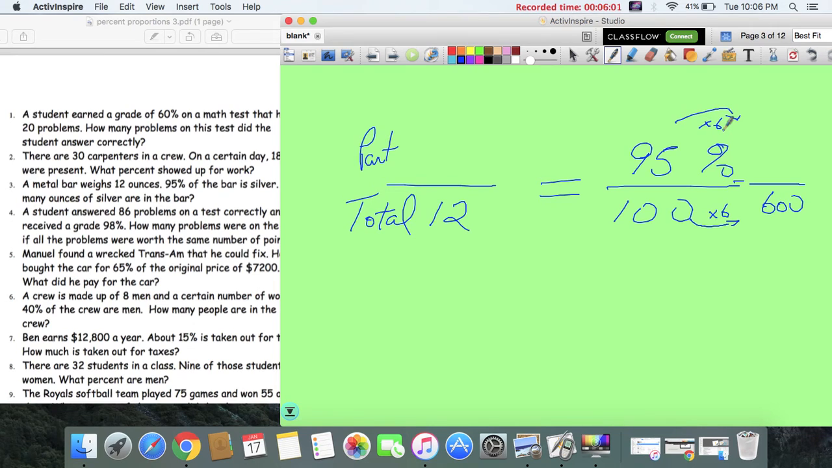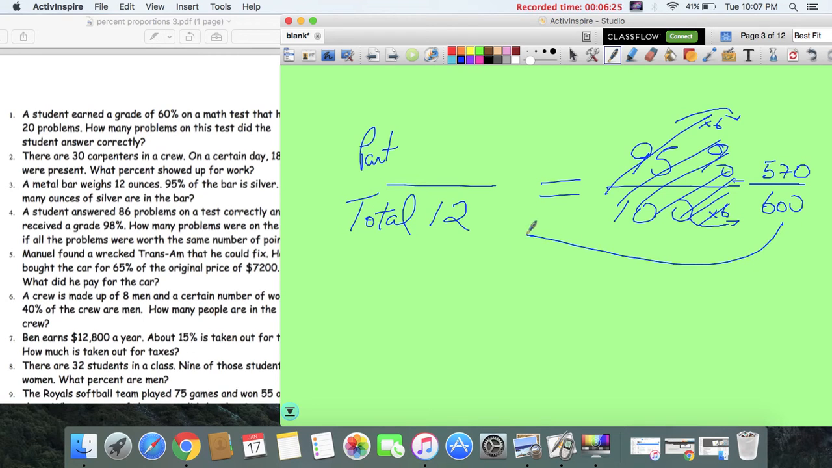6 times 5 is 30. Carry the 3. 6 times 9 is 54, plus the 3, 570. So I created an equivalent ratio. I didn't change the value. So 95 over 100 is the same thing as 570 over 600. Now let me cross this out for a second. I use this new fraction to help me with the 12.